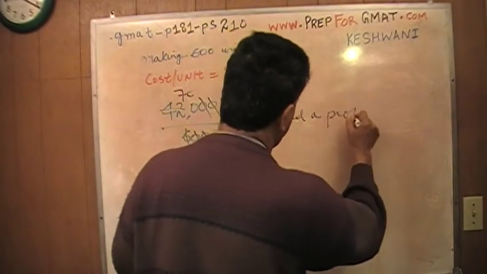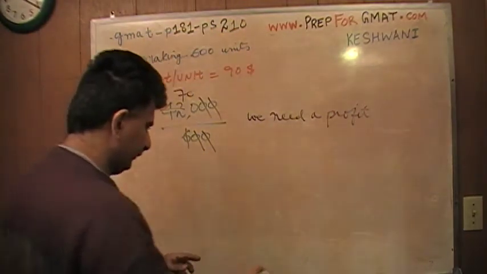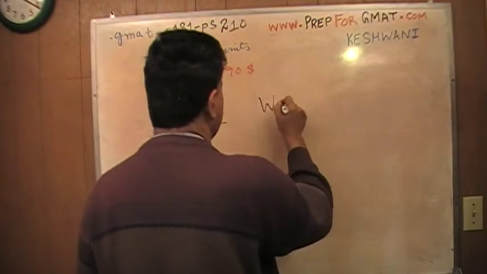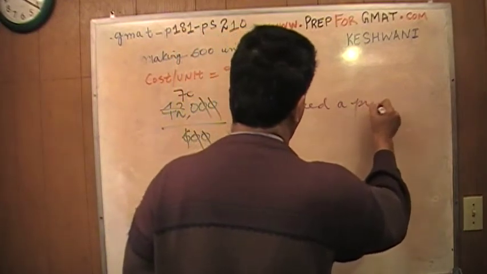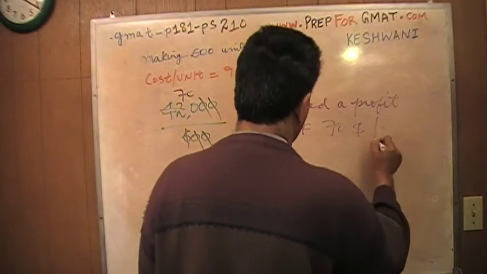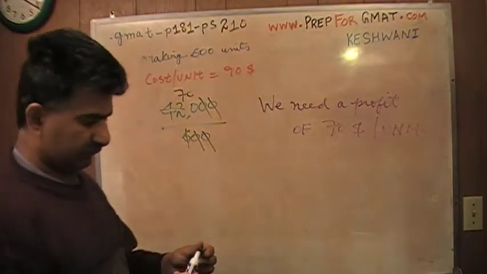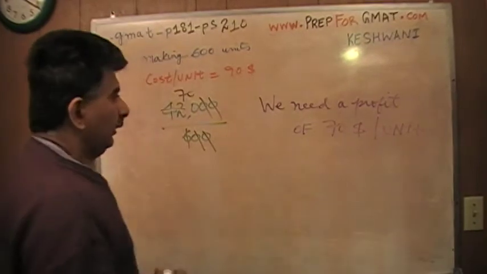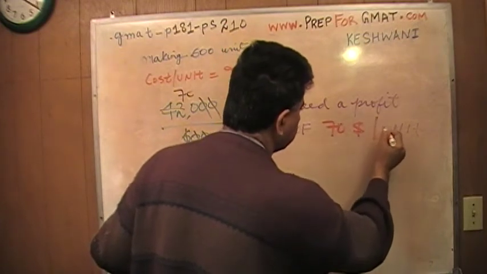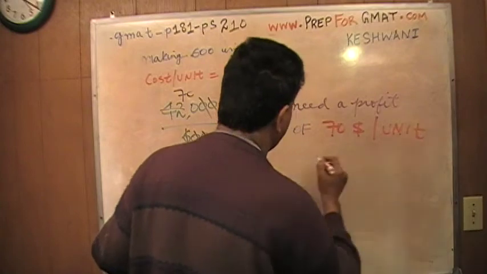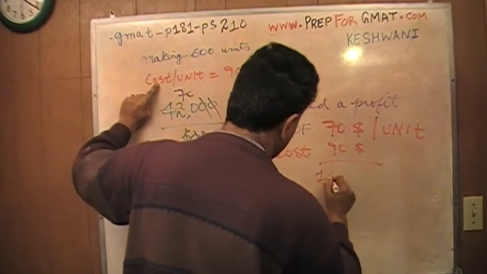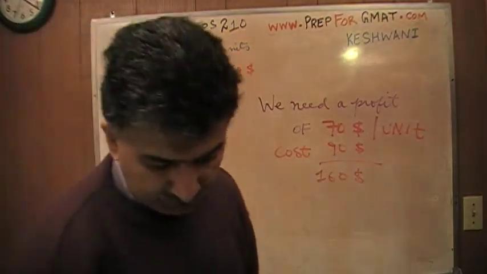So we need a profit of $70 per unit. So if you need a profit of $70 per unit, and the cost to make the unit is $90, well, then you better sell the thing at $160 at least.